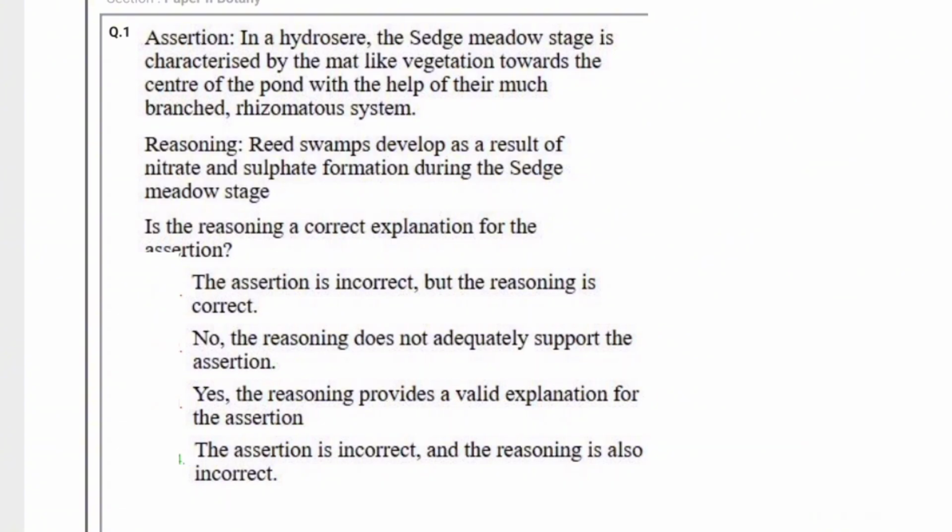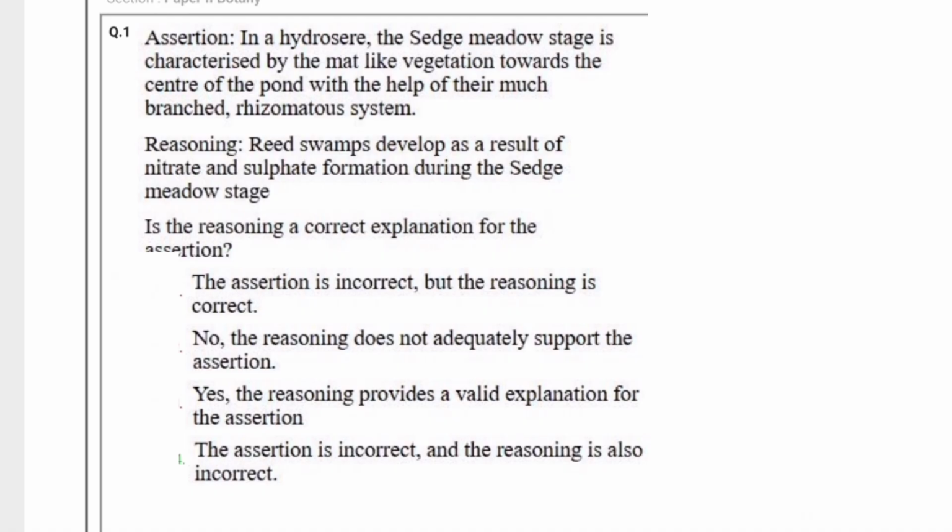In a hydrosere, the sedge meadow stage is characterized by mat-like vegetation towards the center of the pond with the help of their much branched rhizomatous system. The reasoning is reed swamp stage as a result of nitrate and sulfate formation during the sedge meadow stage. So, is the reasoning a correct explanation for the assertion?